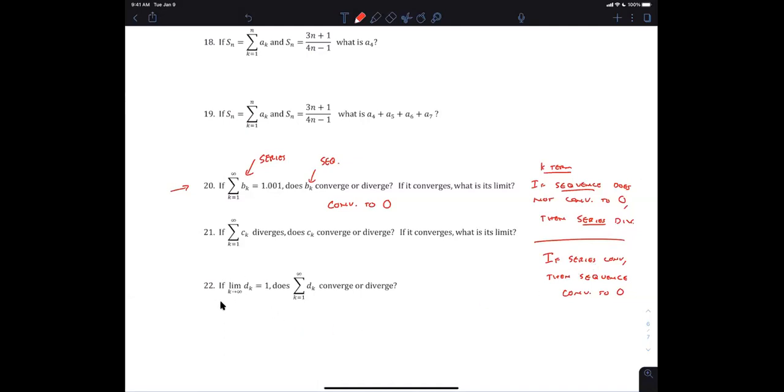And so on number 22, it's telling you the sequence goes to 1. Well, that means it doesn't converge to 0. So then the series diverges.